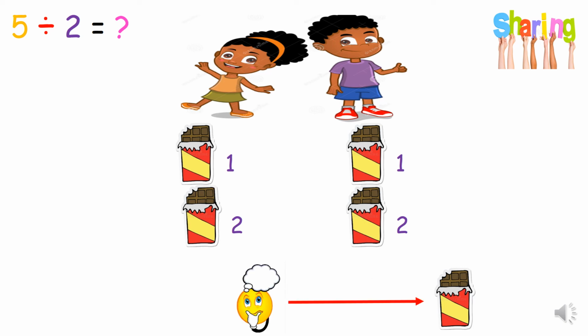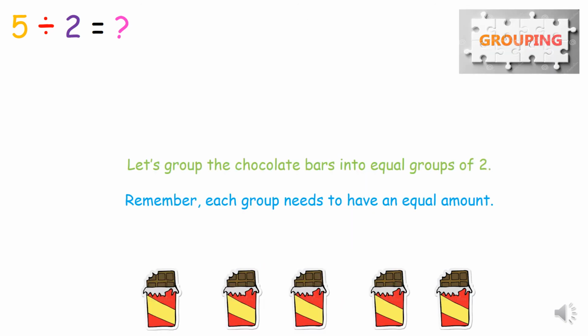Right, this shows us now that each child got 2 chocolate bars, but there is 1 left over. This is called a remainder. This means that we couldn't share 5 equally between 2 people without having something left over. So when we're dividing by 2, to make it an equal amount, we do need an even number.